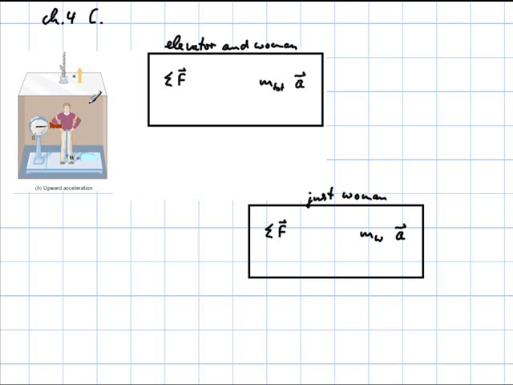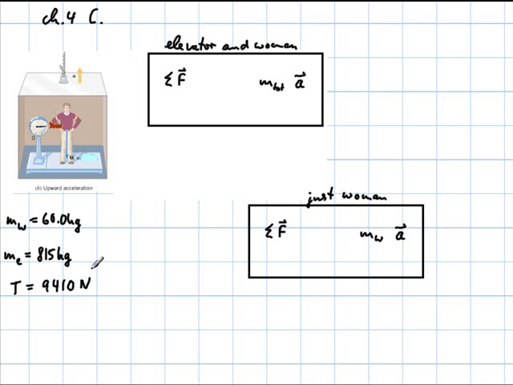So let's see what kind of information is given. The mass of the woman is given, so 60.0 kilograms. The mass of the elevator with the scale, I just call it ME, is given as 815 kilograms. And let's see what else is given. It says that a force is applied of 9,410 newtons. I will call that tension, 9,410 newtons.